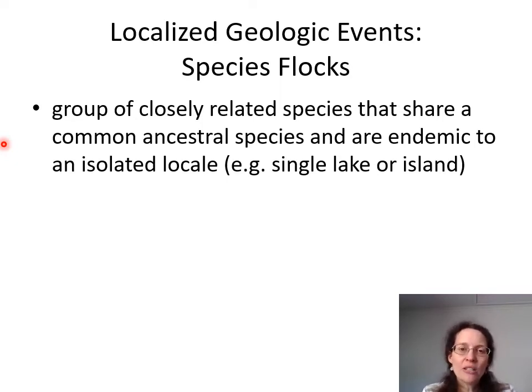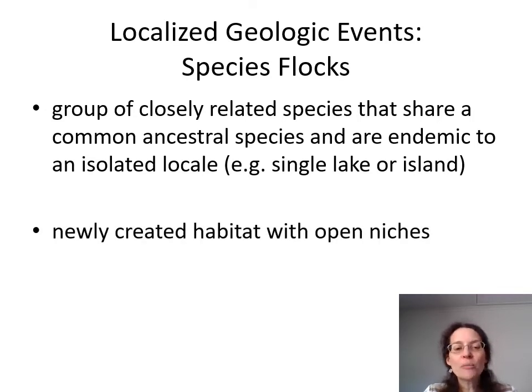There was a founding event where some finches made it to the island, and then they diversified, right? So the ones that founded would be our common ancestral species. And then they diversified to fill all the available niches. So we see this with the Darwin's finches, we see this with honey creepers in Hawaii, we see this with some fishes too. What we end up with is a newly created habitat that has open niches.